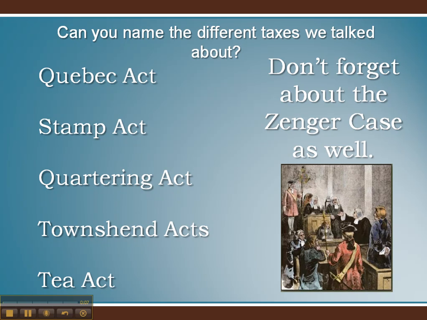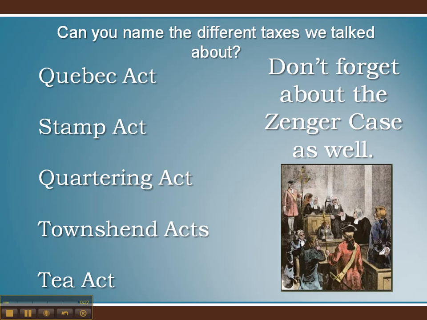Now, a lot of the different acts or pieces of legislation that were put in place were meant to help the colonists pay back this enormous war debt. We've reviewed these earlier in the week, so I'm not going to spend too much time here talking about them. But just to remind ourselves, there's the Quebec Act, the Stamp Act, Quartering Act, Townshend Acts, and the Tea Act.